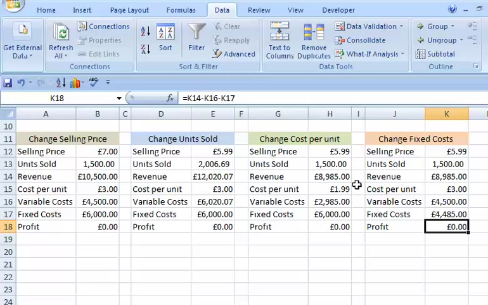So a very quick lesson in how to conduct a break-even analysis given a set of figures.